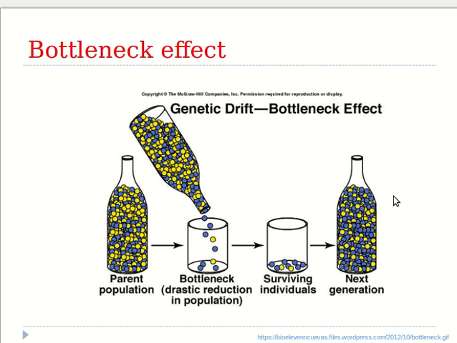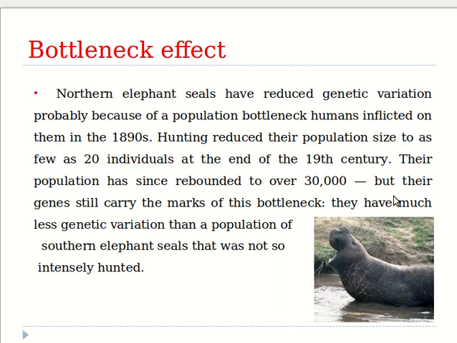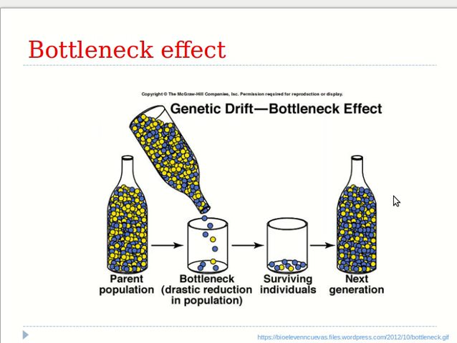Okay, and there are two main kinds of genetic drift. One is the bottleneck effect and the other is the founder effect. Okay, the bottleneck effect. As we can see here, just imagine, this is a representation where each of these colored beads represents the variants in the population. So here we have two variants in the population, right? Blue colored and yellow colored beads represent two variants of a particular trait in the population. Okay, so this is the parent population.